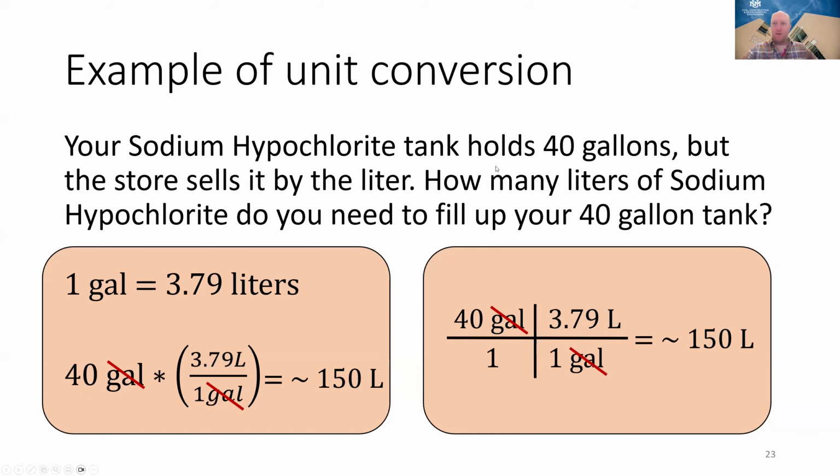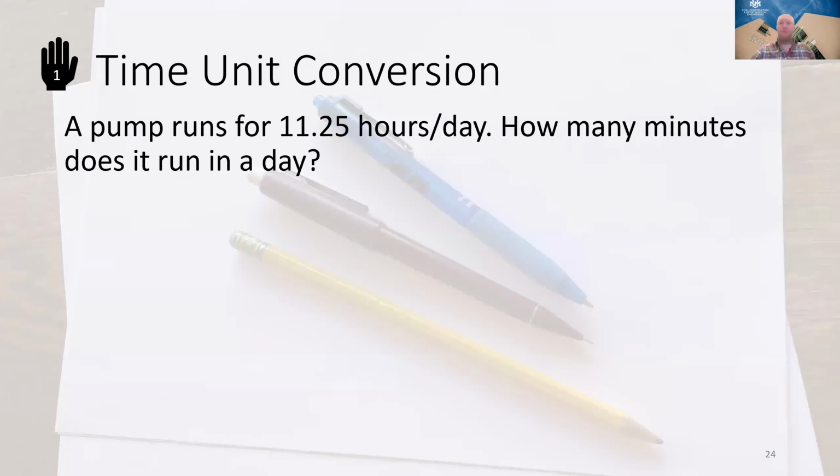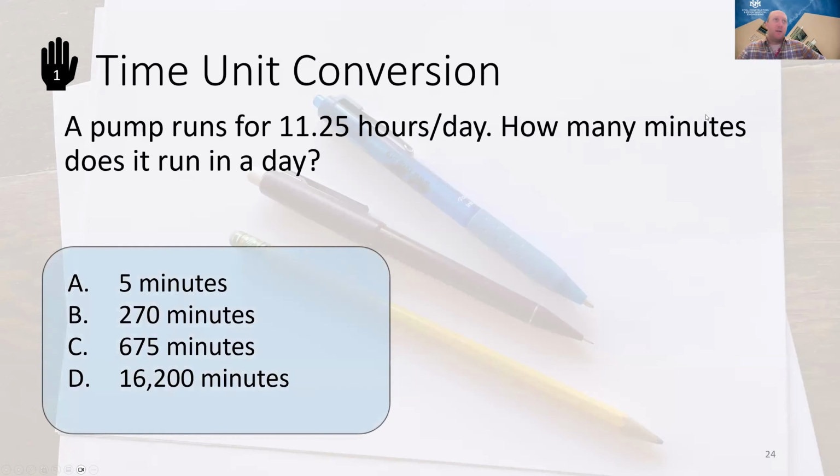Okay, so now it's y'all's turn. Now we're going to do a unit conversion, and we're going to start with one that's pretty simple. One you probably do a lot in your head anyway, just having a basic understanding of converting time from hours into days and minutes and so on. So our first one, a pump runs for 11.25 hours per day. I want to figure out how many minutes does it run per day on average.